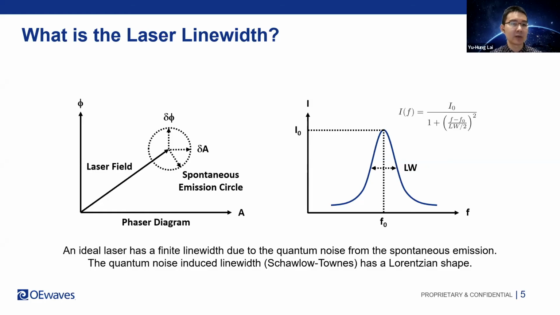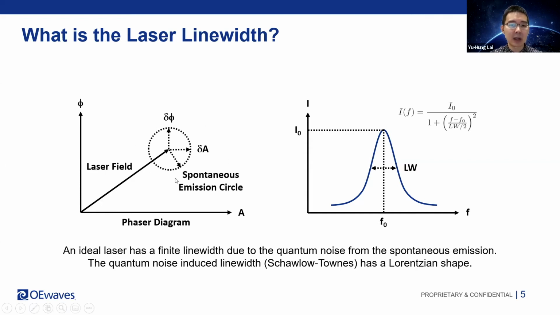Let's ask this question: what is the laser linewidth? Considering that we have a coherent source from a gain media and the cavity, we generate a coherent source which has a laser field, a very nice stabilized tip here. However, because of the existence of spontaneous emission, the spontaneous photon will kick the laser field away from its definite position, such that we generate a fuzzy ball here.